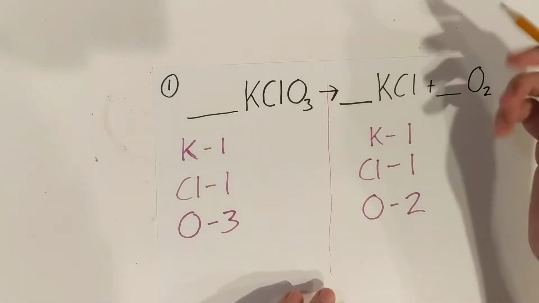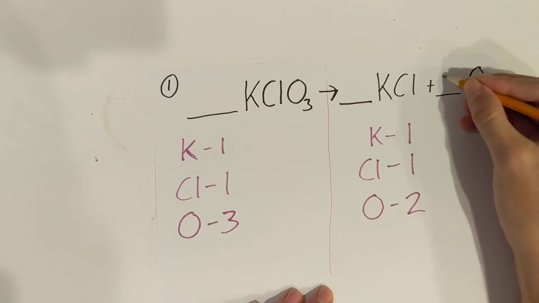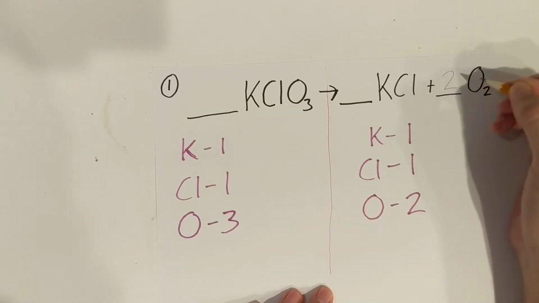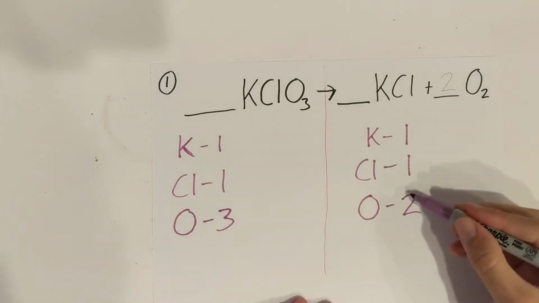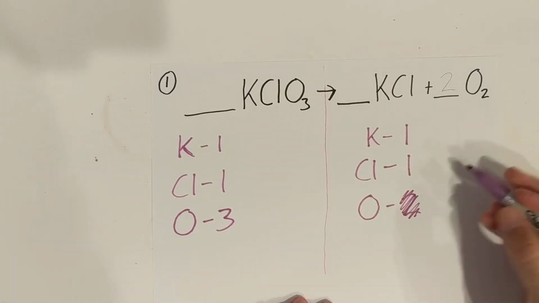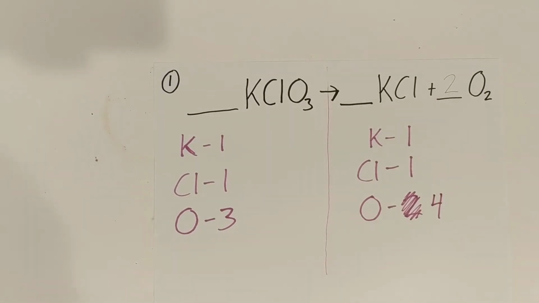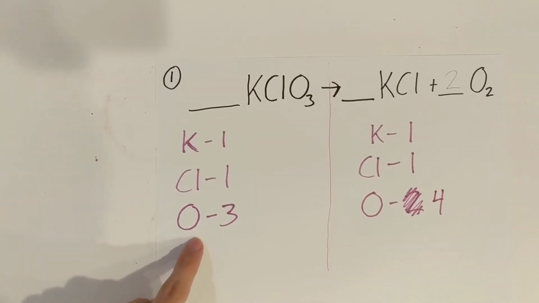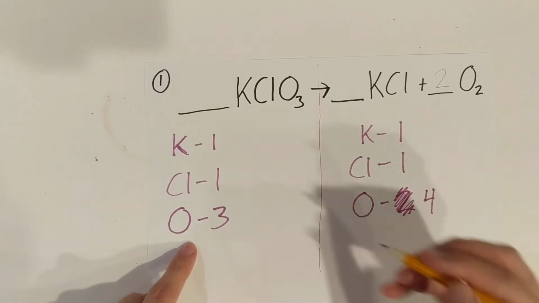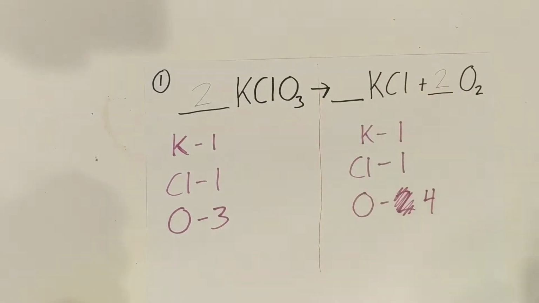So I'm going to change my coefficients with a pencil. So we have to increase our oxygen on this side. So let's throw a 2 here. And when we put a 2 there, got to cross this out, that becomes a 4. Now we got to increase our oxygen on this left side. So I guess we got to put a 2 here, which increases everything.